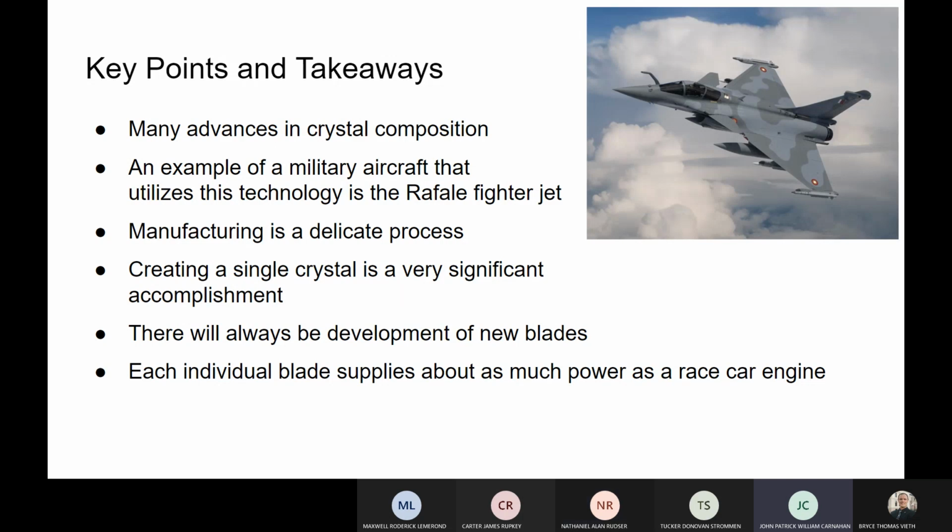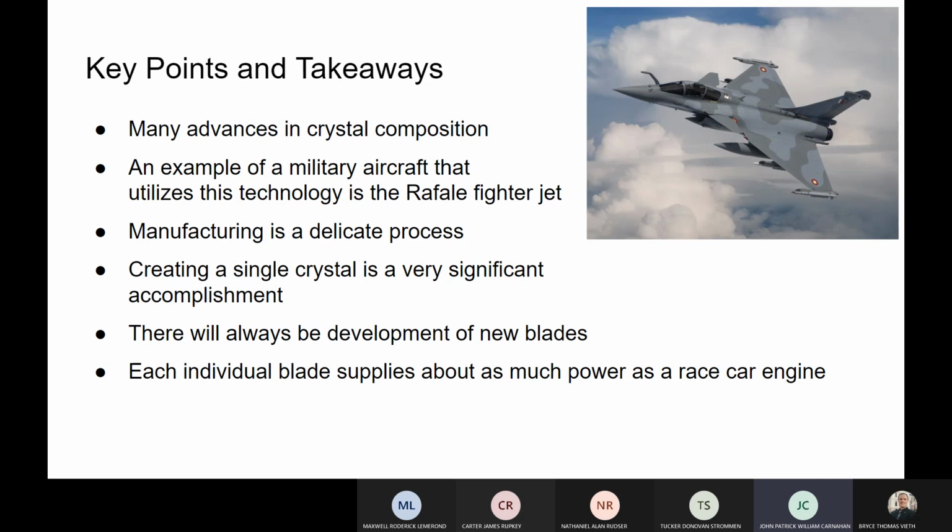And this leads us into some key points and takeaways from single crystal jet engine blades. A huge one is the advances in the composition of the crystals, going from polycrystalline, then directional solidification, then finally developing single crystals. A cool example of an aircraft that utilizes this technology is the French Rafale fighter jet. This manufacturing process is extremely delicate. As we learned earlier, any disruption in the cooling can introduce secondary crystals.